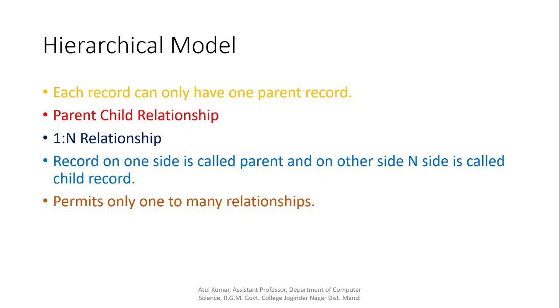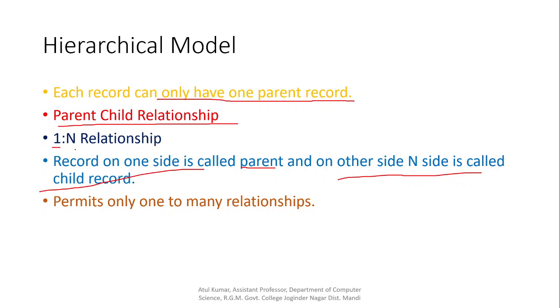Each record can have one parent record, and these also establish a parent-child relationship. The parent-child relationship here is 1 to n. The record on the one side is called the parent record, and the record on the n side is called the child record. So the hierarchical model permits only one-to-many relationships.